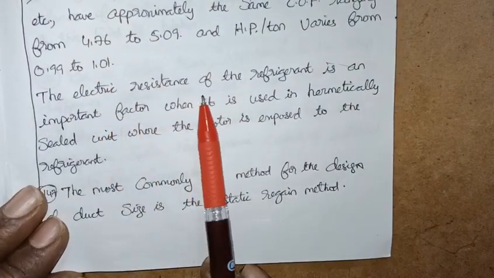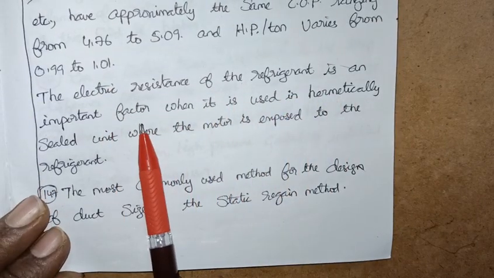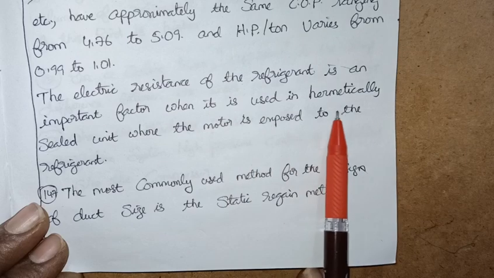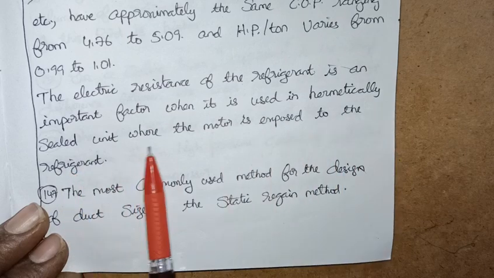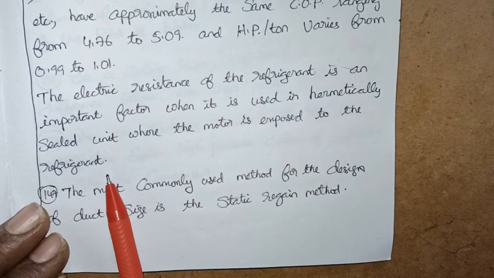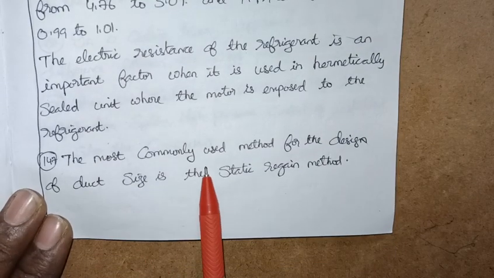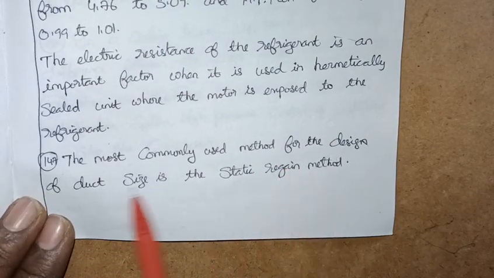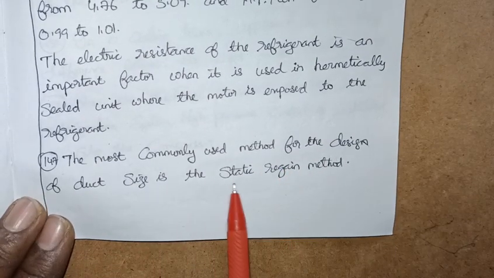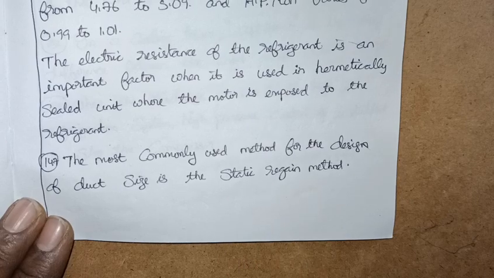The electric resistance of the refrigerant is an important factor when it is used in hermetically sealed unit where the motor is exposed to refrigerant. The most commonly used method for the design of duct size is the static regain method.